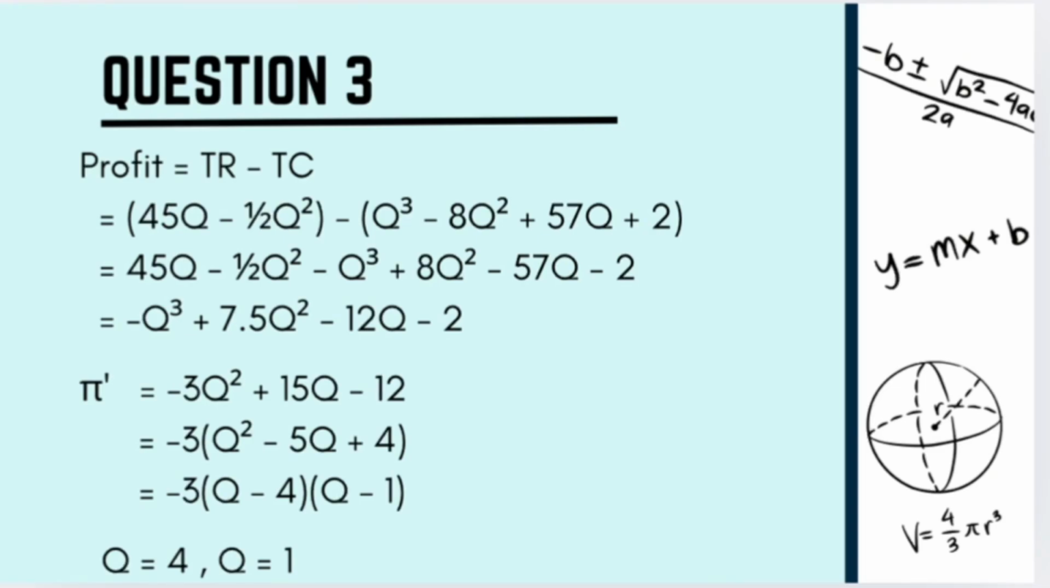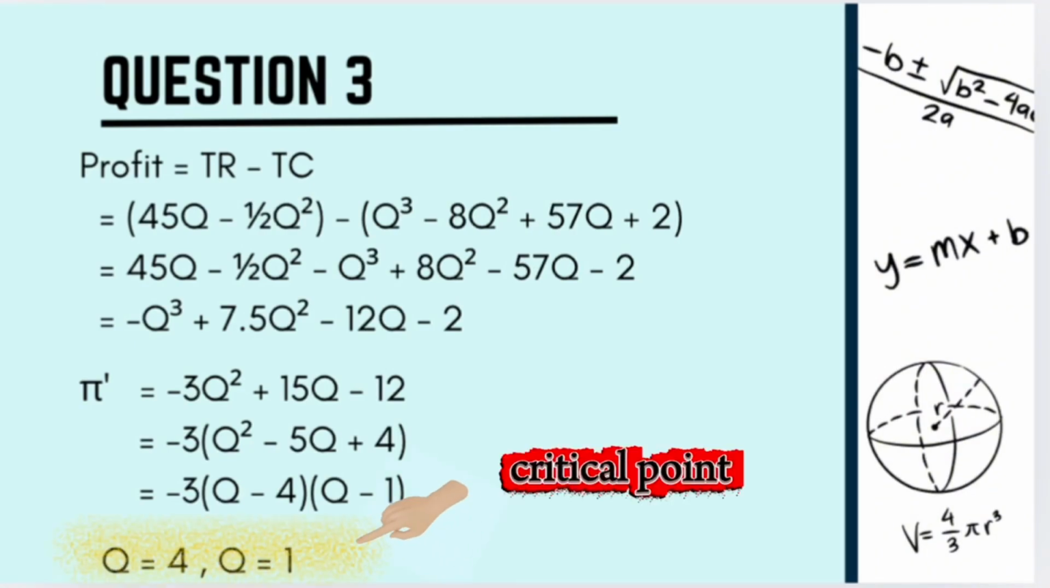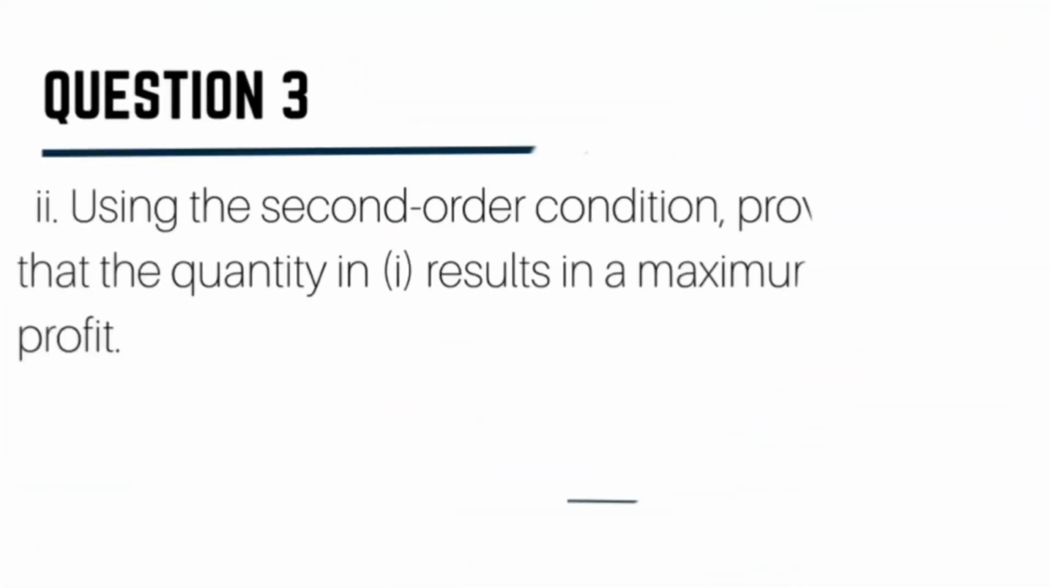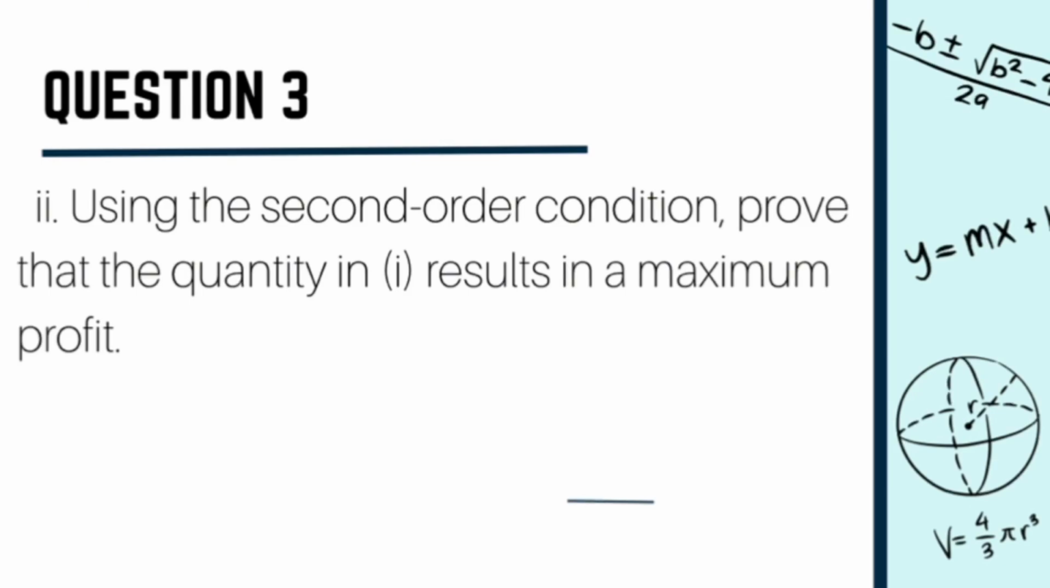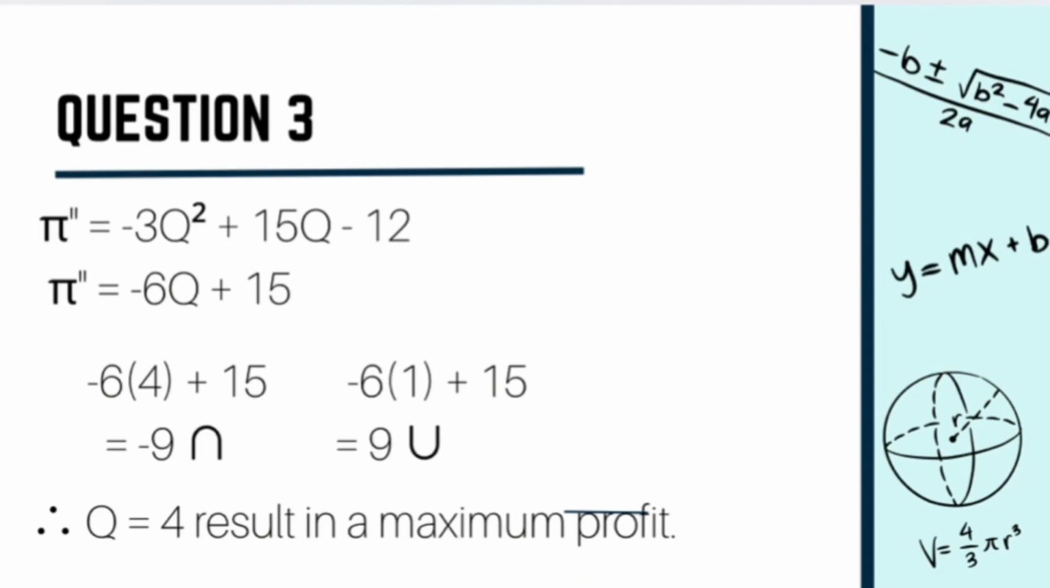To maximize profit, we take the first derivative of the profit function and set it equal to 0. This gives the critical points at Q equals 4 and Q equals 1. So we look at question 2 Roman. The objective of this question is to determine which value of Q yields maximum profit using the second order condition. At Q equals 4, the second derivative is minus 9. Since this value is negative, it confirms that the profit function is concave downward at this point. Therefore, Q equals 4 is the output level that maximizes profit.